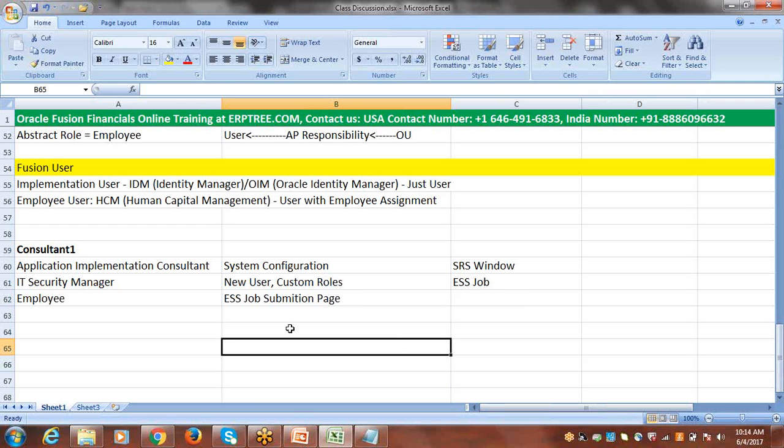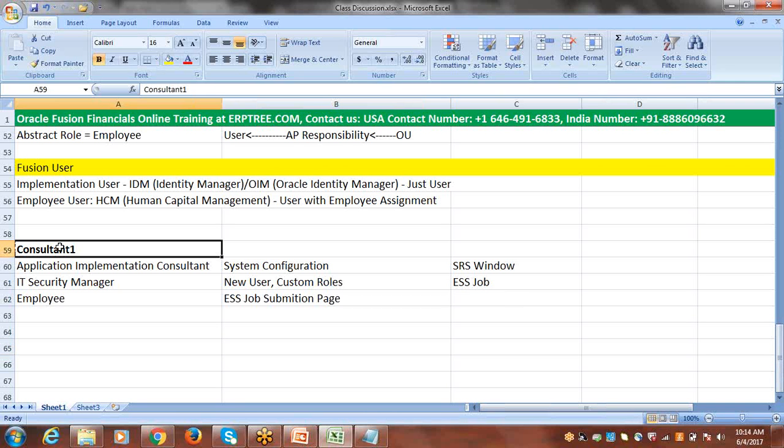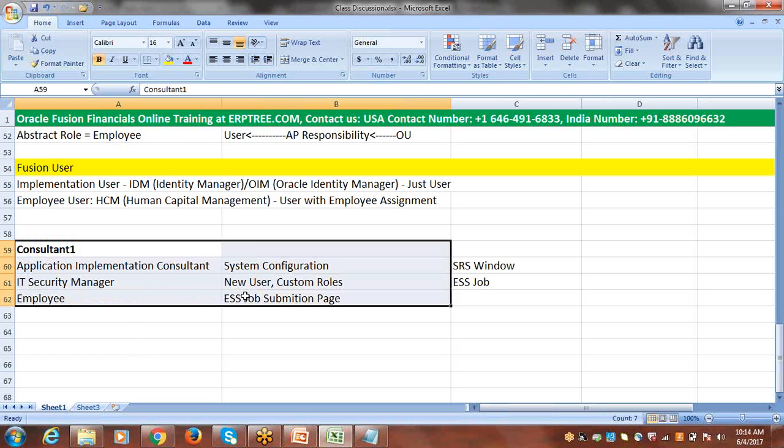So this is what we have to understand: when you create any user for implementation purposes, you primarily have to assign these three roles: application implementation consultant, IT security manager, and employee. Once you are done with all the setups, the system will create the data roles. Then you will create the actual users. You may create an AP user and assign AP related data roles to the user. We'll see that in detail, but this is a simple point to understand.